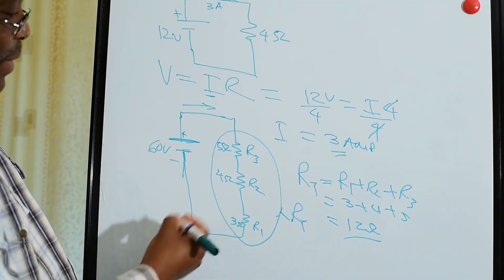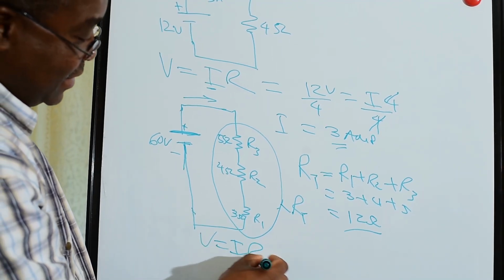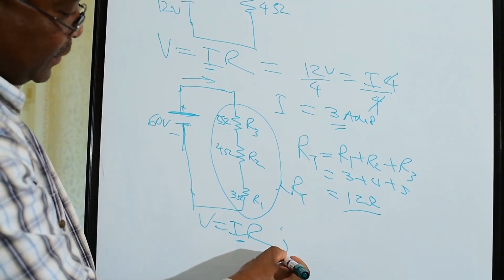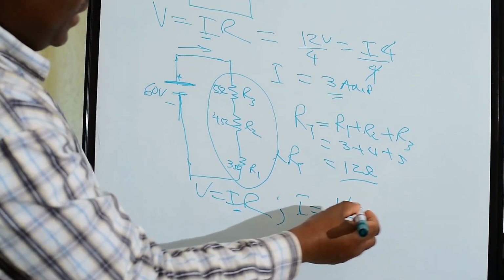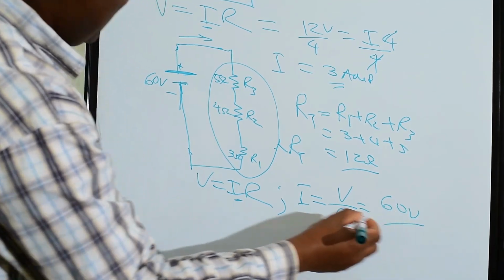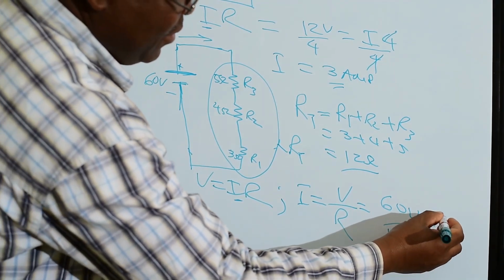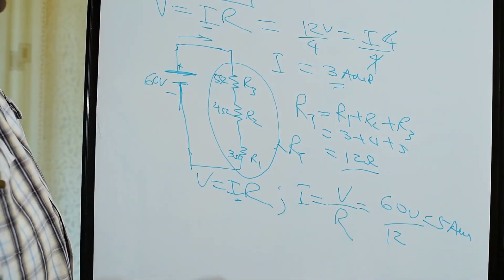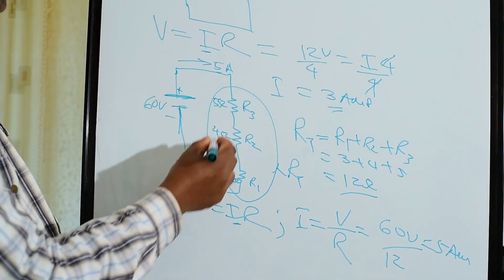So back to Ohm's law. It's the relationship of voltage, current and resistance. We use Ohm's law to find the current. So current equals voltage over resistance. We have our voltage, 60 volts. We divide by the total resistance, which is 12. Divide 60 by 12, we have 5 amps. So 5 amps, 5A, will be flowing in this series circuit.